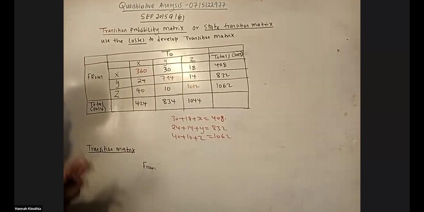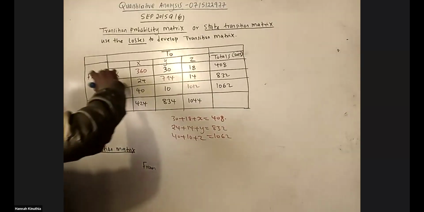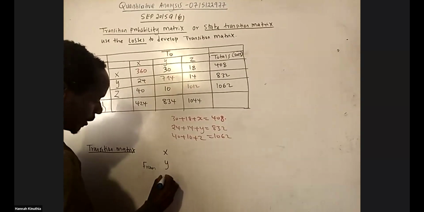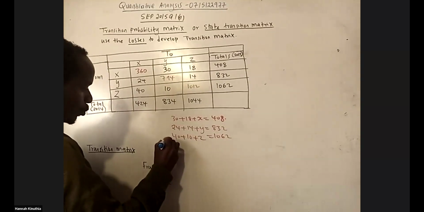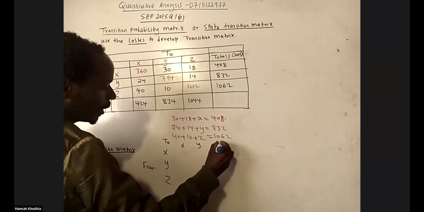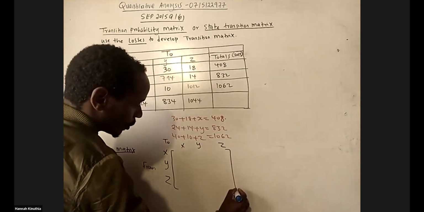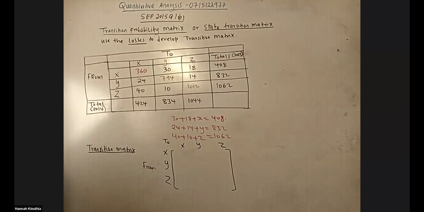Okay, but now we are interested in the transition matrix. We shall be using losses. So we have x, y, and z. Then you have 2, x, y, and z. So let's find the matrix, the transition matrix.